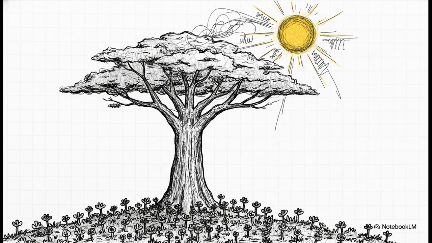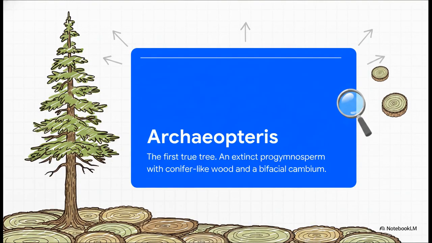Back then, CO2 levels in the atmosphere were fluctuating wildly, and early plants were fiercely competing for sunlight. This drove a massive evolutionary arms race to see who could grow taller faster. Enter Archaeopteris, widely considered by scientists to be nature's very first true tree. It was an extinct type of plant known as a progymnosperm.